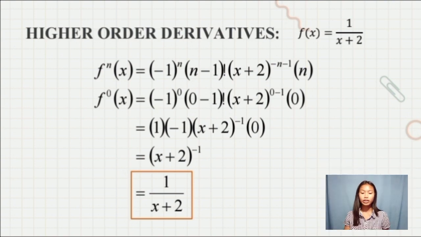So our proposed general formula is negative 1 to the power of n multiplied by n minus 1 factorial multiplied by x plus 2 to the power of negative n minus 1 multiplied by n. You can now conclude if your general formula is correct if the answer is 100% alike with the default equation, which is 1 over x plus 2.